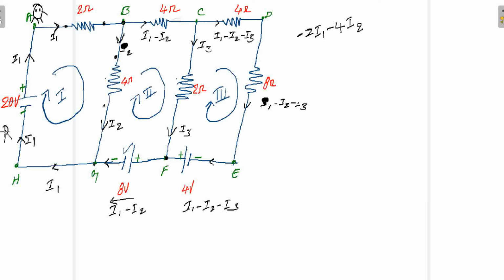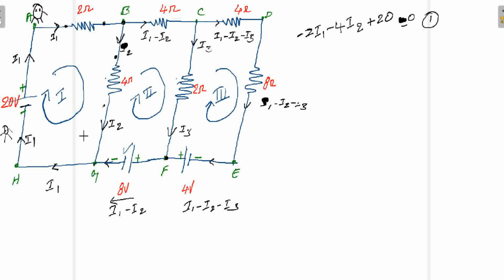At this section, the current is moving from negative potential to positive potential. Negative to positive is nothing but a voltage rise. If current moves from positive to negative, it is a voltage drop. So here the value is increasing, so this is plus 20. So voltage drop, voltage drop, voltage rise, equals 0. This is your equation number 1.